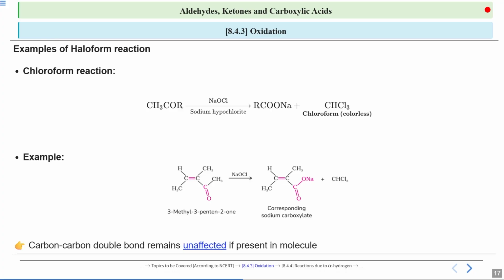Okay. So the carbon-carbon double bonds remain unaffected. It is important to note here that the carbon-carbon bond present in the molecule remains unaffected by the haloform reaction. So this means that the reaction specifically targets the methyl ketone group without altering the other parts. In case of alkenes, we saw that the carbon-carbon bond gets affected. Here the carbon-carbon bonds remain unaffected if present in the molecule, so it remains unaffected by the haloform reaction.